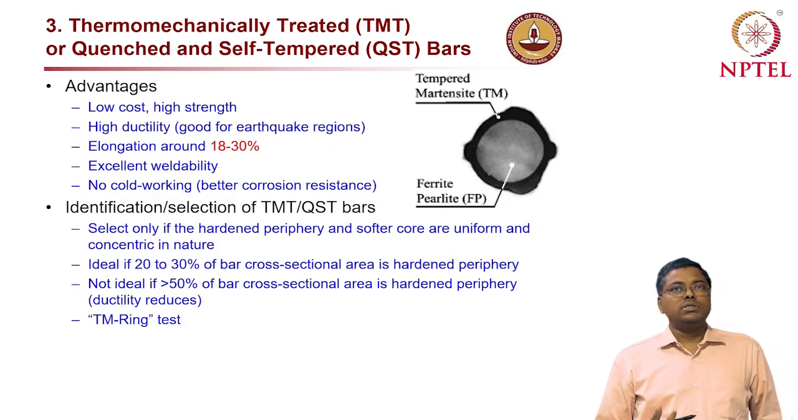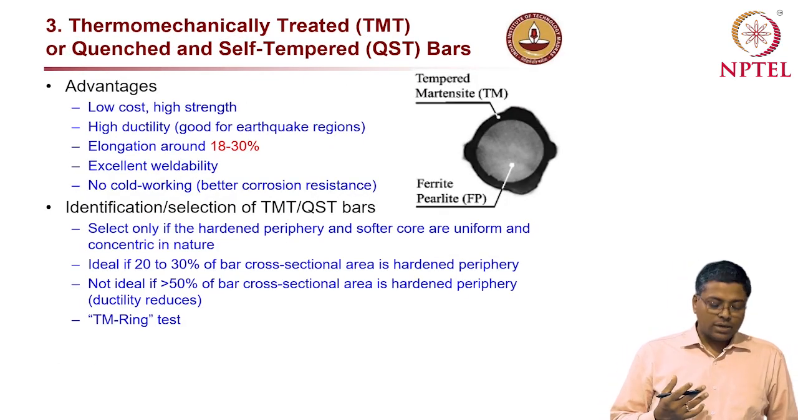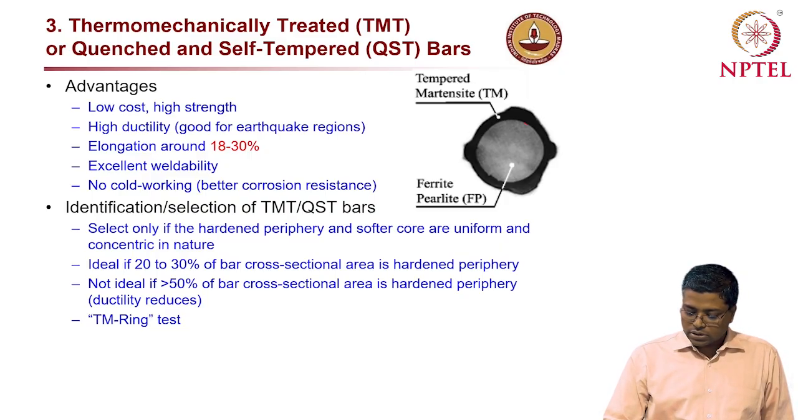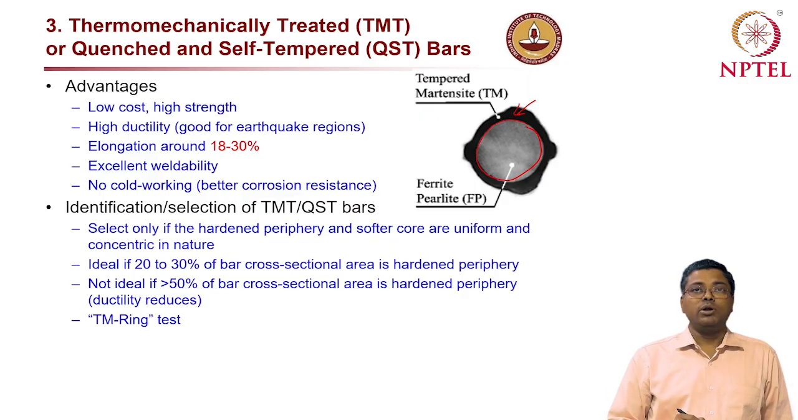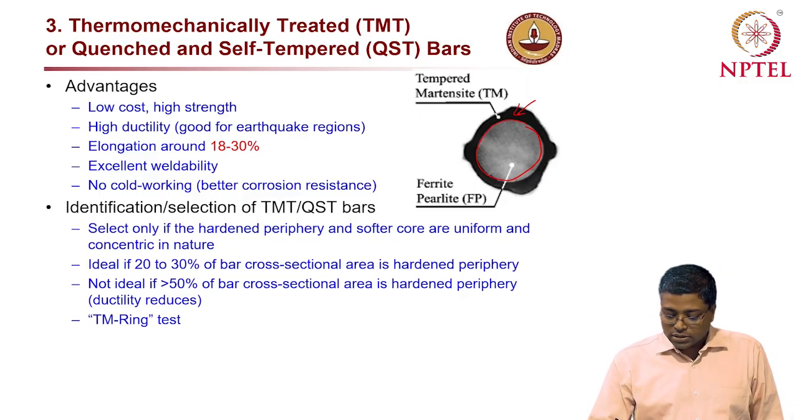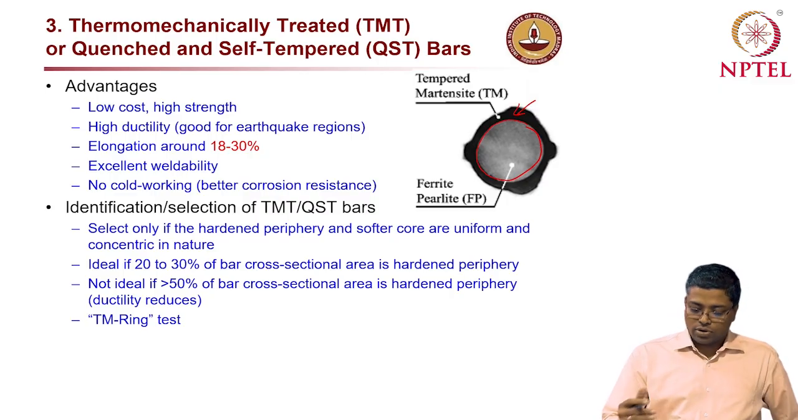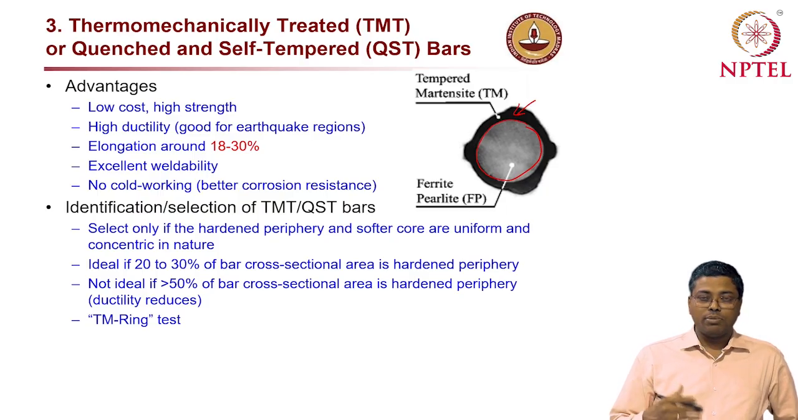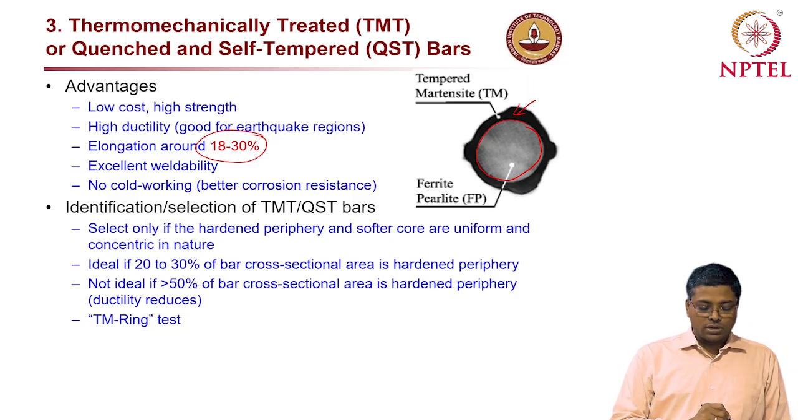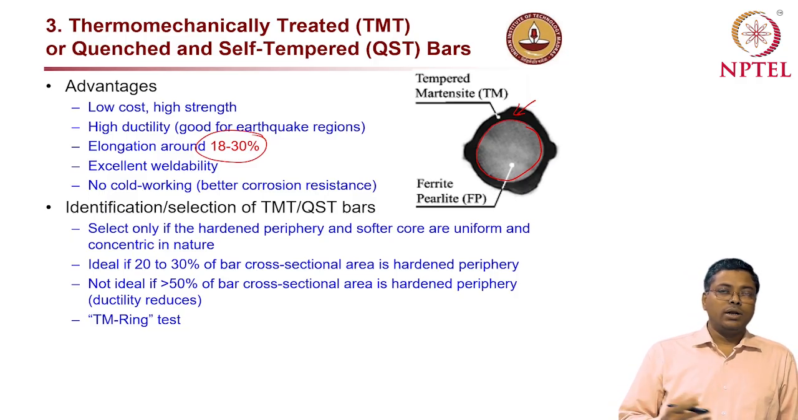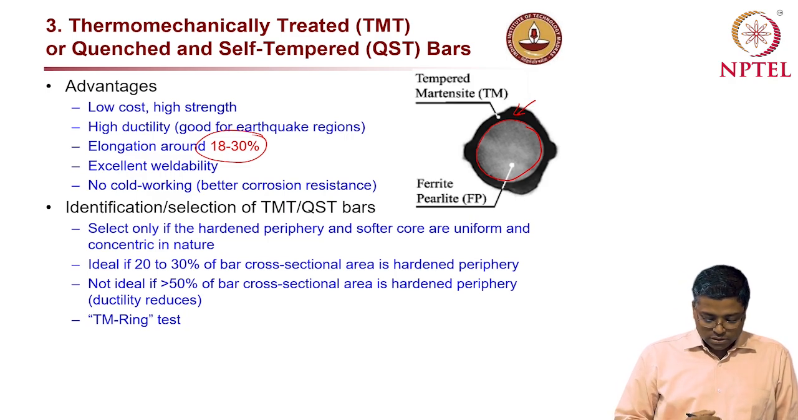What are the advantages of this TMT steel? The main advantage is it's very ductile in nature, mainly because this center portion, the core of the steel, is ductile, whereas the peripheral region, which is tempered martensite, contributes to the strength and surface hardness. Because of this large area covered by the ferrite perlite, which is more ductile, it is possible to get about 18 to 30% elongation, which is very much necessary for building earthquake resistant structures.